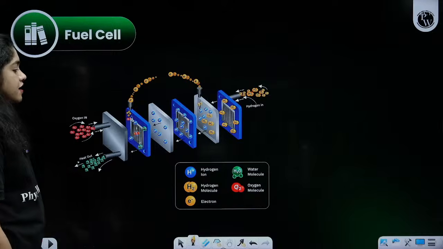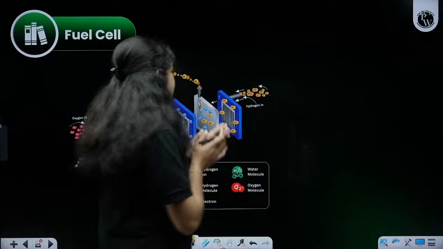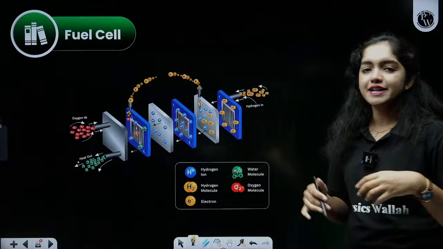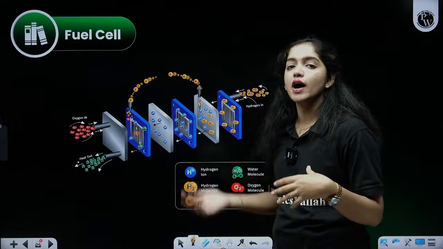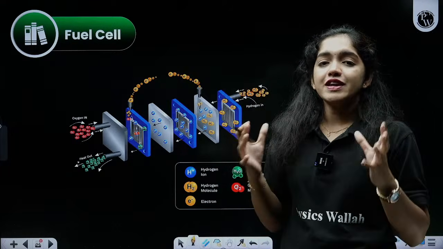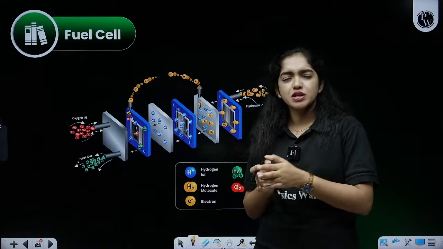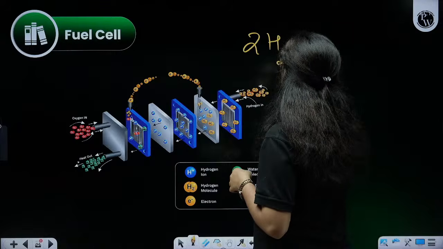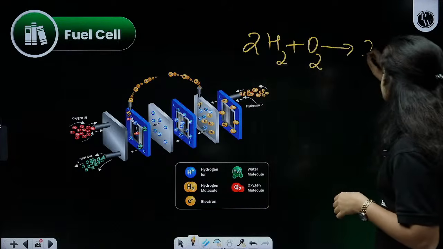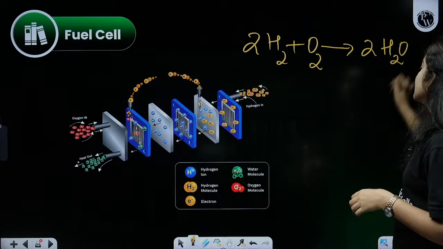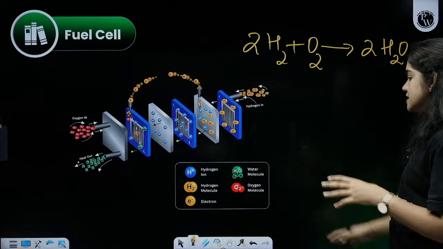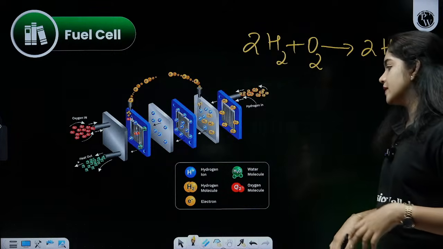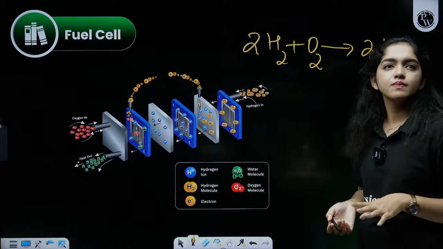So the last one is the fuel cell. Fuel cell, what is fuel cell? Fuel cell is made up of hydrogen and oxygen. Hydrogen and oxygen will be pumped and it will form water, and it is having less pollution. Why is it having less pollution? The product is what? 2H2 plus O2 gives 2H2O. Water will be the product in the fuel cell. Okay, so this is the picture of the fuel cell, and hydrogen ions will be there, then oxygen molecule will be there. It will combine together to form what?